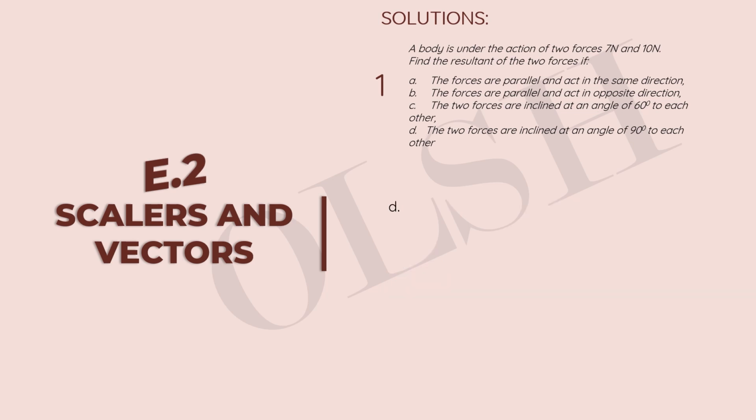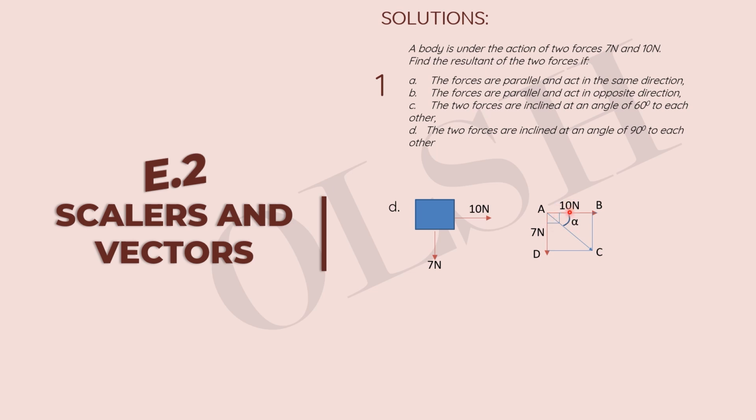The two forces are inclined at an angle of 90 degrees to each other. So we have 7 and 10 newtons inclined at 90 degrees here. Now, if we reproduce this diagram, we are just drawing the forces without the object. You can see that it represents two sides of a triangle. That means the third side of that triangle will represent our resultant.